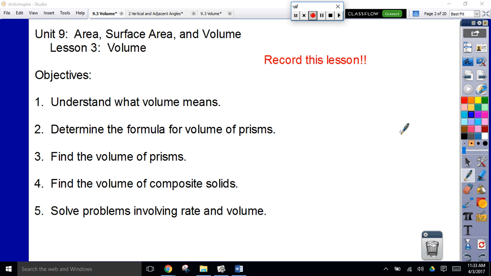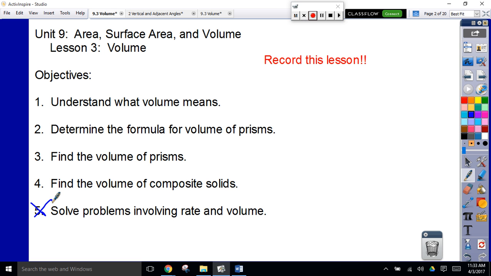Okay, so today's lesson, I want to talk about what volume means. We're going to determine the formula for volume of prisms. This is much, much easier than the formula for surface area. We'll find the volume of prisms, and we're going to find the volume of composite solids all in one day because this is so much easier than surface area.